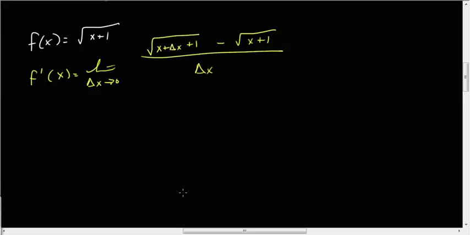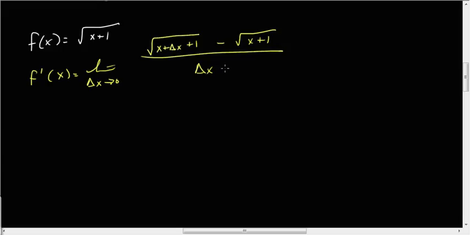I had started this problem, got interrupted. So going back to it, in a separate video, we have the function f of x is equal to the square root of x plus 1. And we want to find out what the derivative of that function is. And so we go ahead and we apply our limit rule for it.